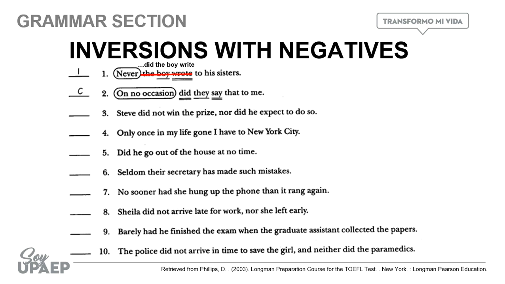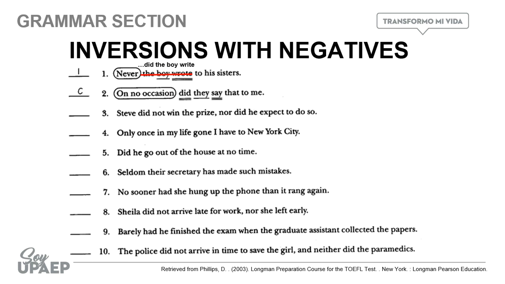Never did the boy write to his sisters. If you notice, we had to add the auxiliary did. Why? Because the sentence is in past simple, so an auxiliary is needed. Number 2, on no occasion did they say that to me. This sentence is correct. Why? You are starting with a negative expression and there is an inversion.